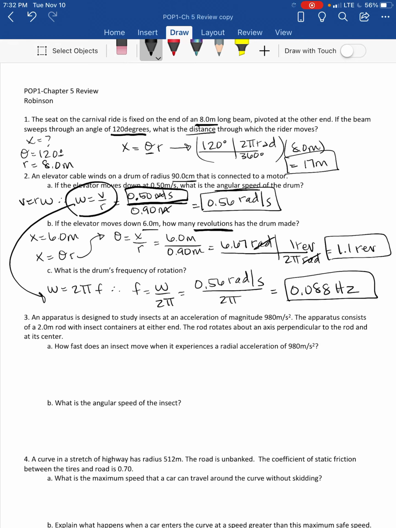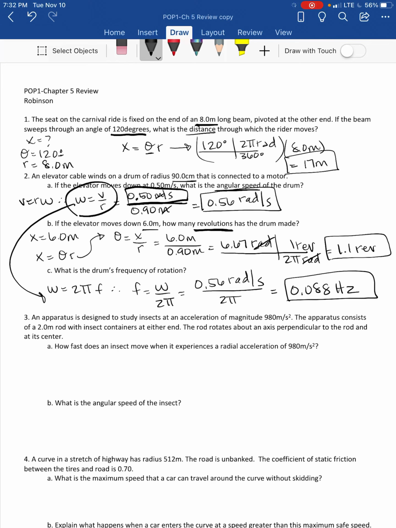So that is a parentheses thing. What I did on my calculator is I did 0.56 divided by 2 pi without parentheses, and that's why it gave me 0.88. So there you go. Be careful of doing that. It could happen to you too.